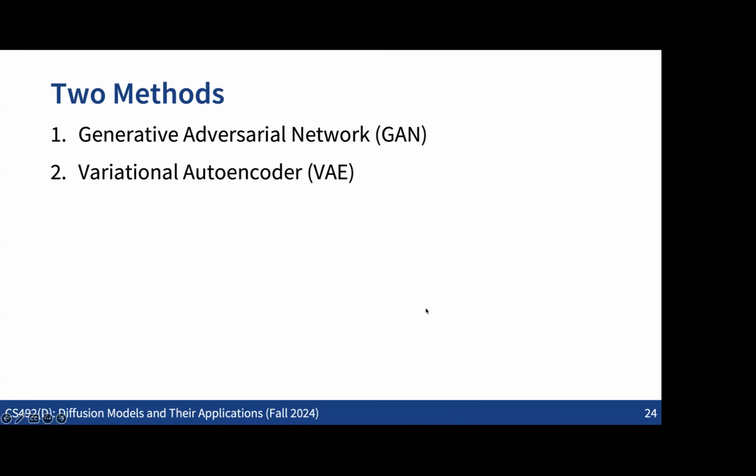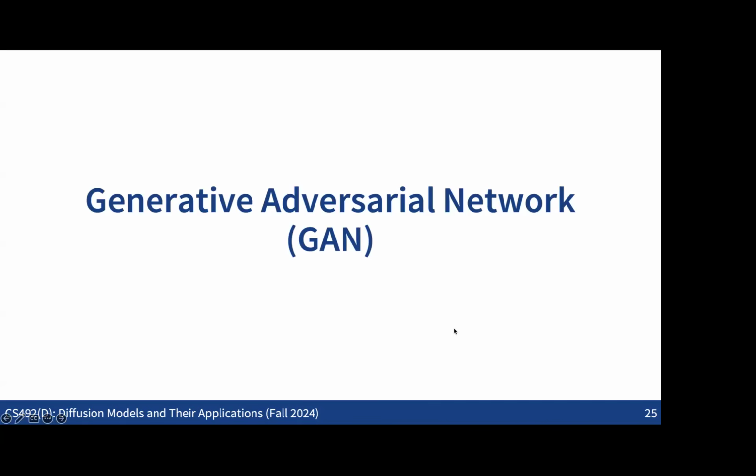Okay, let's first move on to the GAN. So GAN was the most famous idea for the generative models. And before the diffusion models, basically everyone was using the GAN, right?